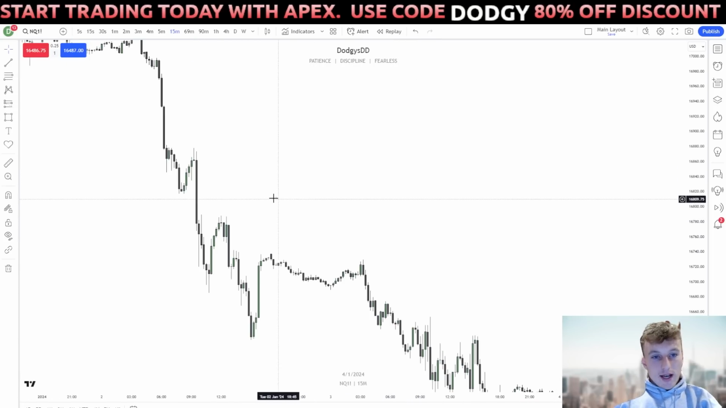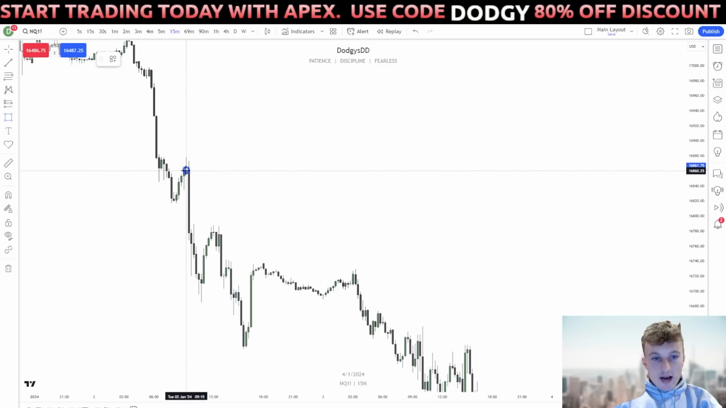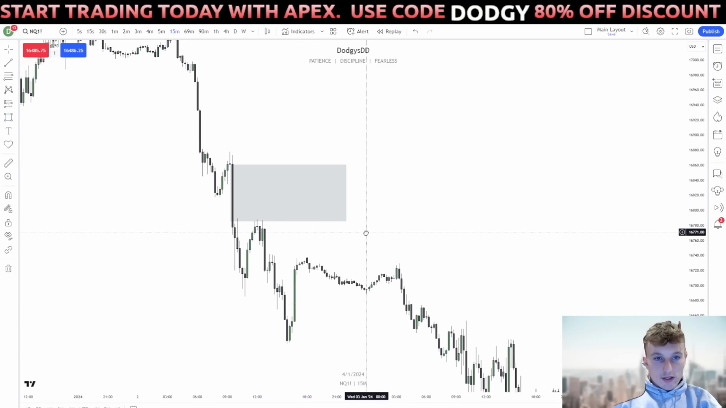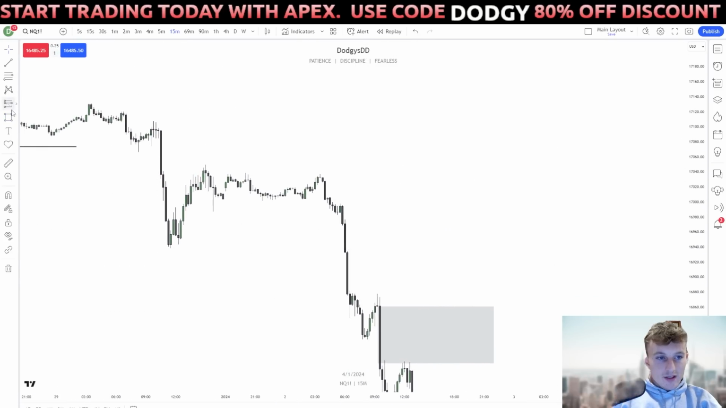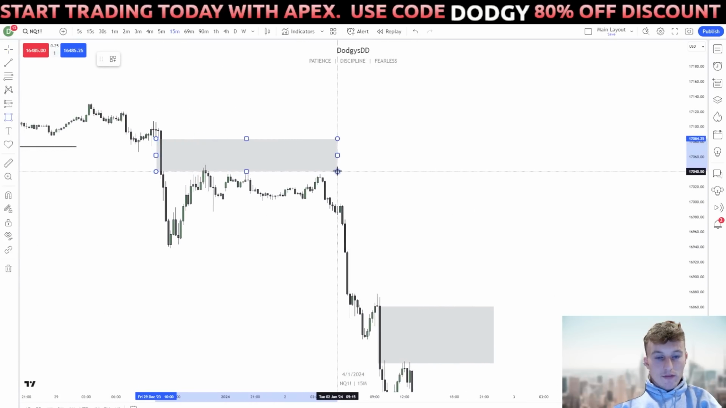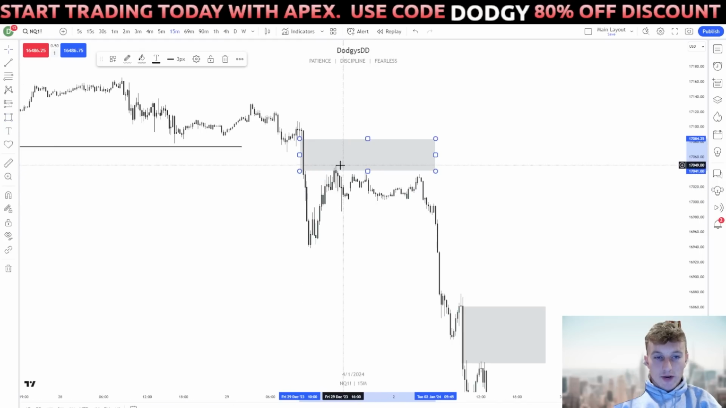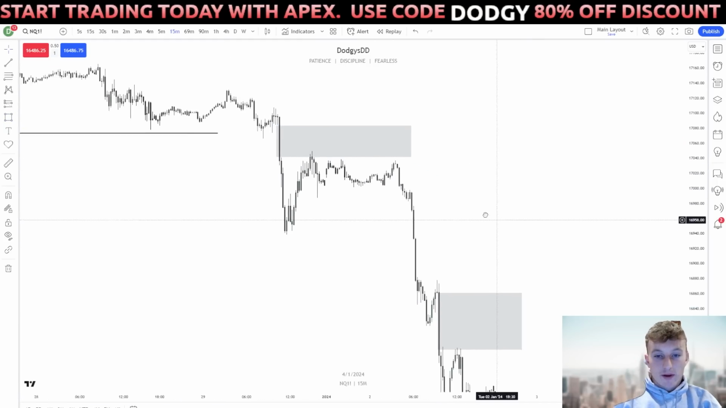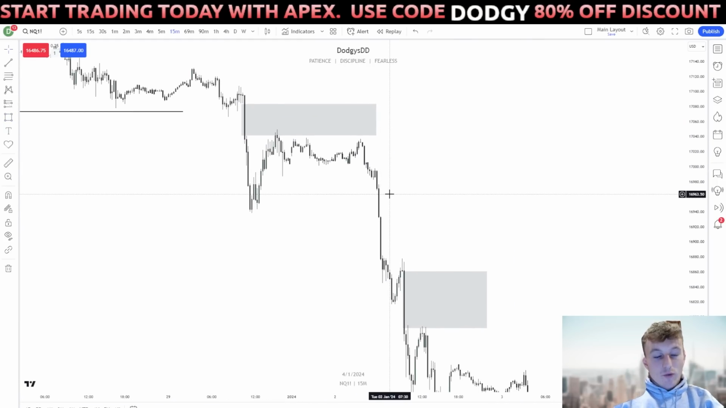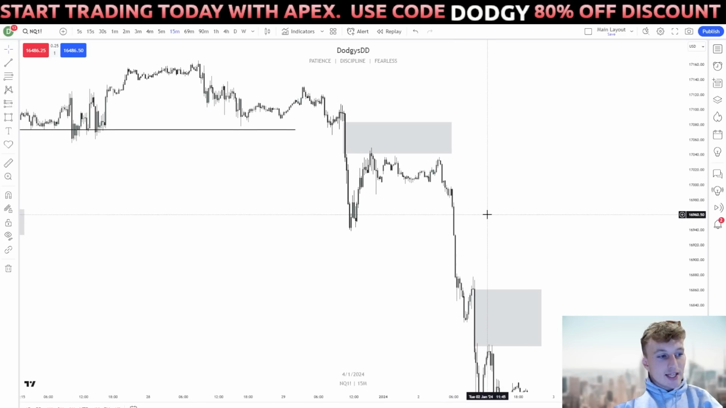So again, just more obvious examples like this. This is an obvious one right here. This is an obvious fair value gap here. So if you can wait for price to come into these ranges with the obvious fair value gap, you'll do so much better. This is just the really easy way to find daily bias, or any bias you're looking for, but you have to be patient for it.